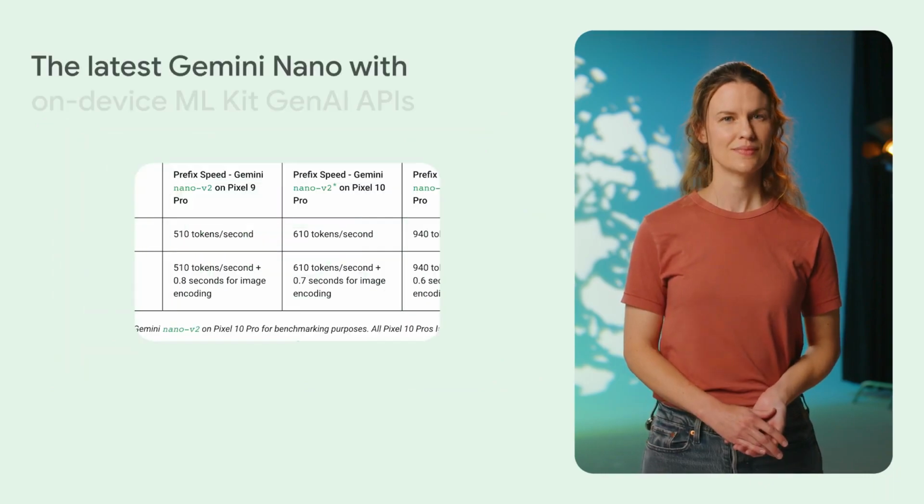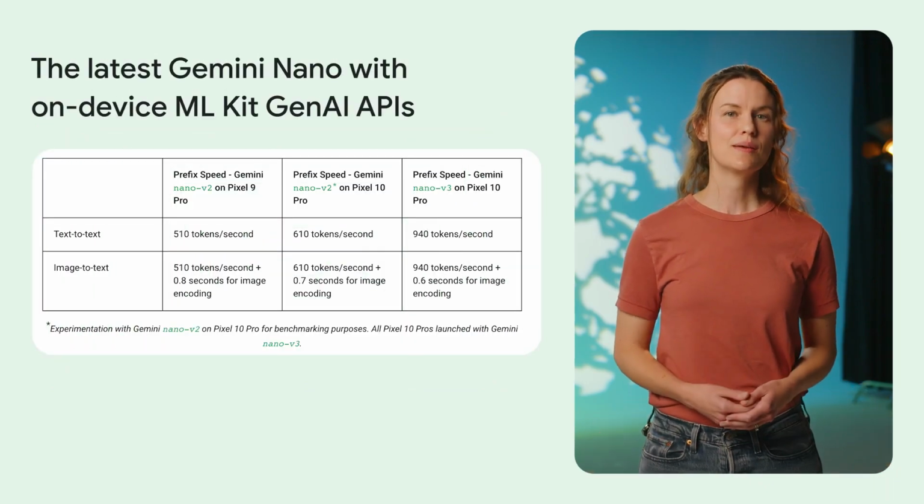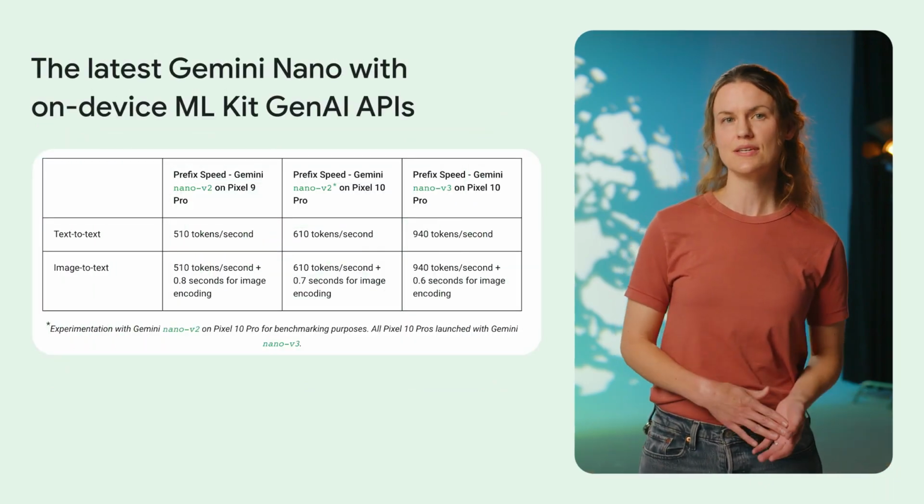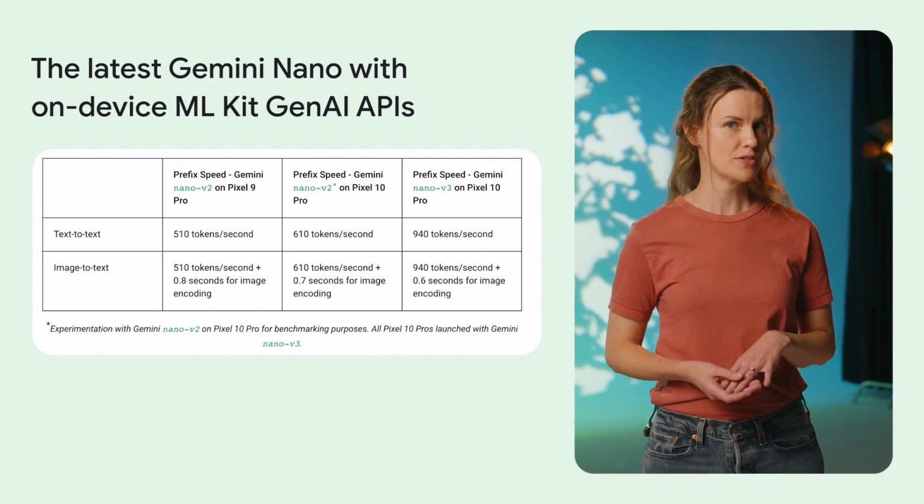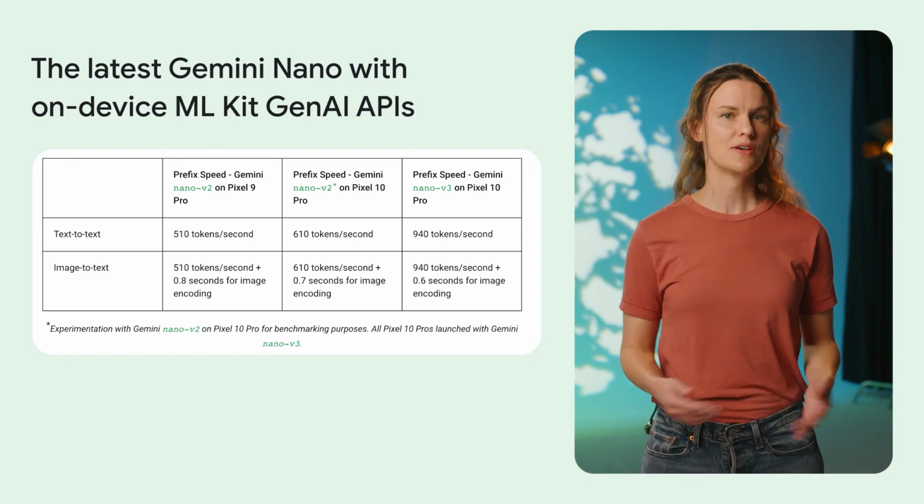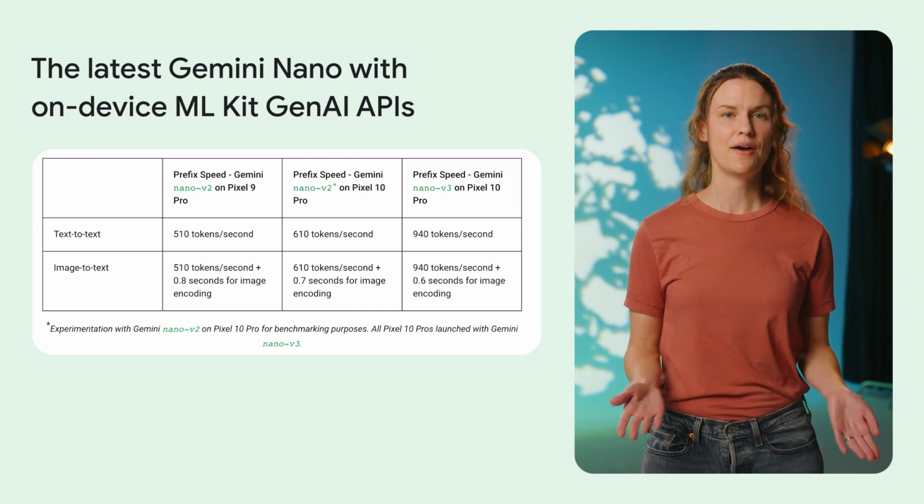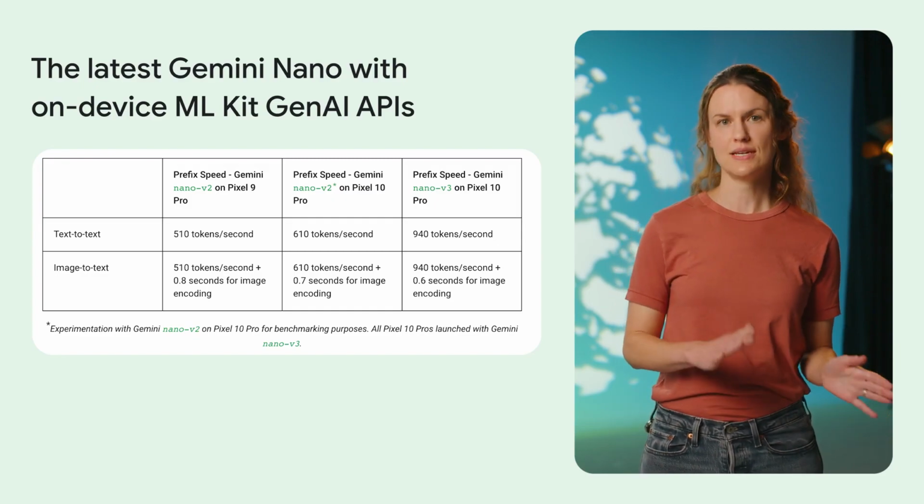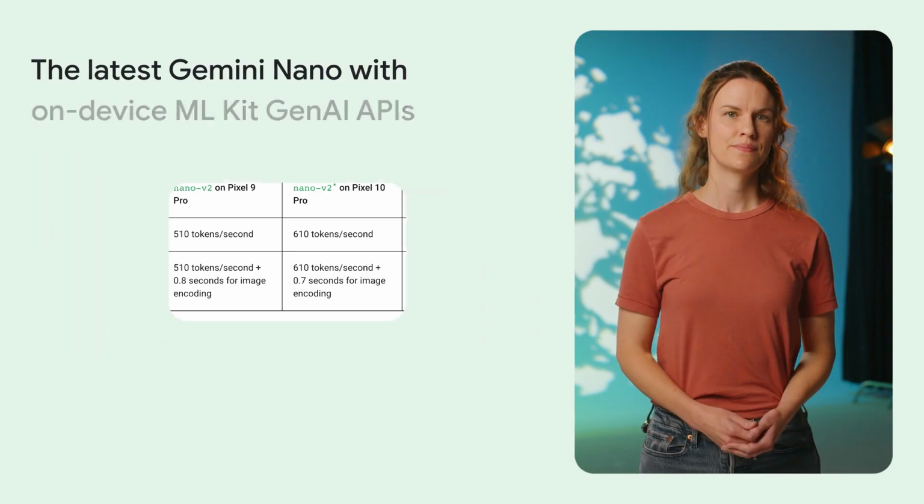The latest version of Gemini Nano enables you to integrate capabilities like summarization, proofreading, rewriting, and image description. Performance benchmarks on Pixel 10 Pro show an increase in how fast the model processes input with text-to-text and image-to-text.